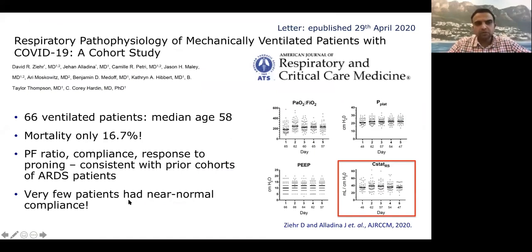But I also wanted to show you this other paper, from, I can't remember where, maybe the US, but they show a different scenario. Here they had 66 ventilated patients with a very low mortality of 16.7%. Very few patients had near normal compliance, so very few had the phenotype called the L type of ARDS. In this cohort, they saw the bog standard ARDS that we normally see. So there is some discrepancy, just so that you are aware that things are changing. What I'm telling you today may not be valid next week or the week after.